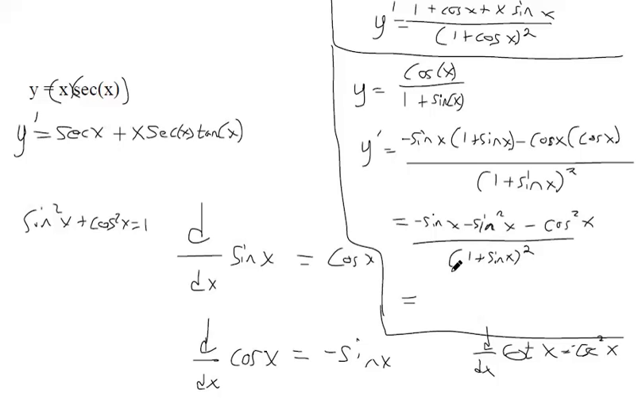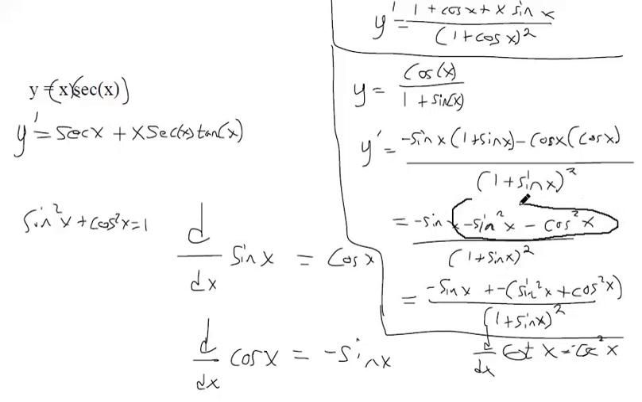Okay, so if you factor out a negative from both those terms, so this is negative, sine squared x plus cosine squared x, all over 1 plus cosine x squared. I factored out a negative 1 from both of these, because then I've got sine squared plus cosine squared, which is 1, right? So this entire parentheses is just 1.